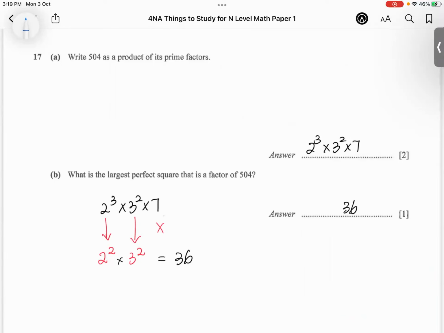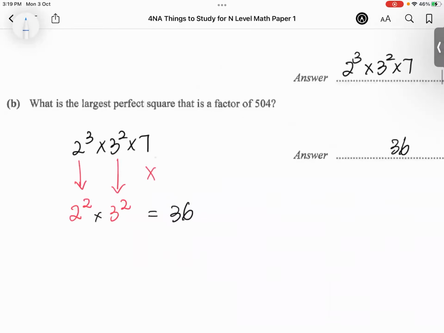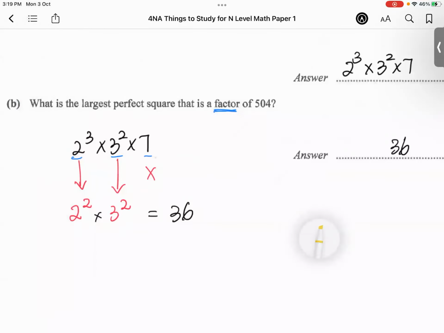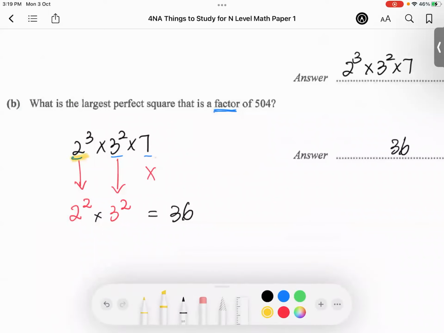So now I'm going to use this to explain the question concept. What is the largest perfect square that is a factor of 504? So first we look at 504. 504 is 2 cubed, 3 square, 7. If I want the largest perfect square that is a factor, first the factors must come from the numbers within. This is 2 cubed. What perfect square can I take out to be a factor?